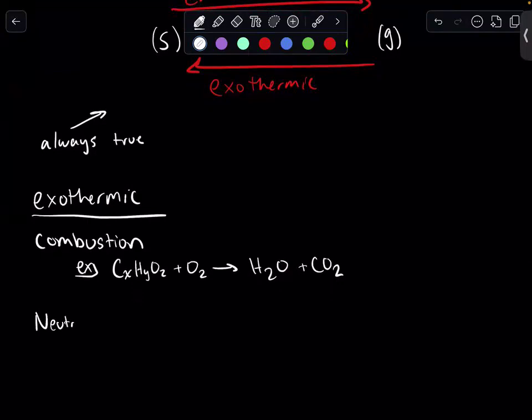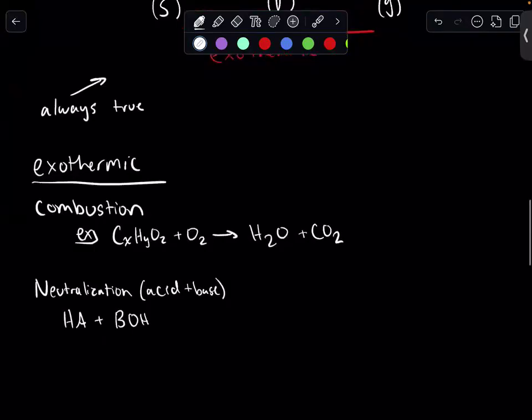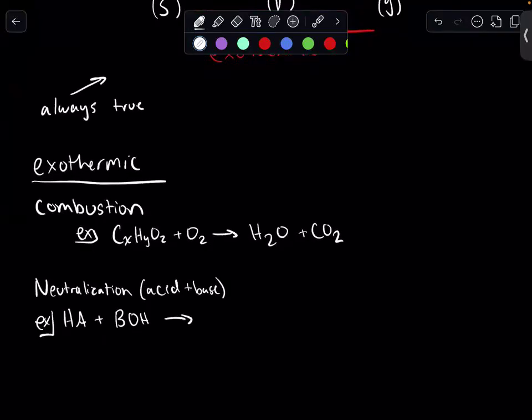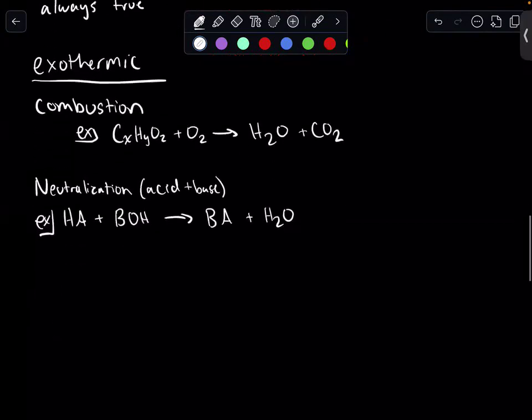Furthermore, neutralization between an acid and a base is also always going to be exothermic. That generally looks like HA plus BOH, A referring to our acid, BOH referring to our base. This will always create BA as our salt plus H2O. This is always going to be exothermic.